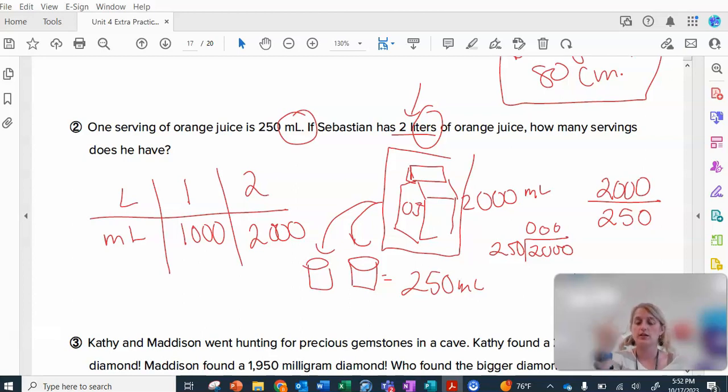25, 50, 75. That's the same thing as 250, 500, 750. 25, 50, 75, 100. So that 100 is actually 1,000 if we're skip counting by 250s. So 4 of them makes 1,000. Let me say that again. 4 of them makes 1,000. So together we have 8. 2 4s makes 2,000. And there's no remainder. So our answer is 8 servings of orange juice.